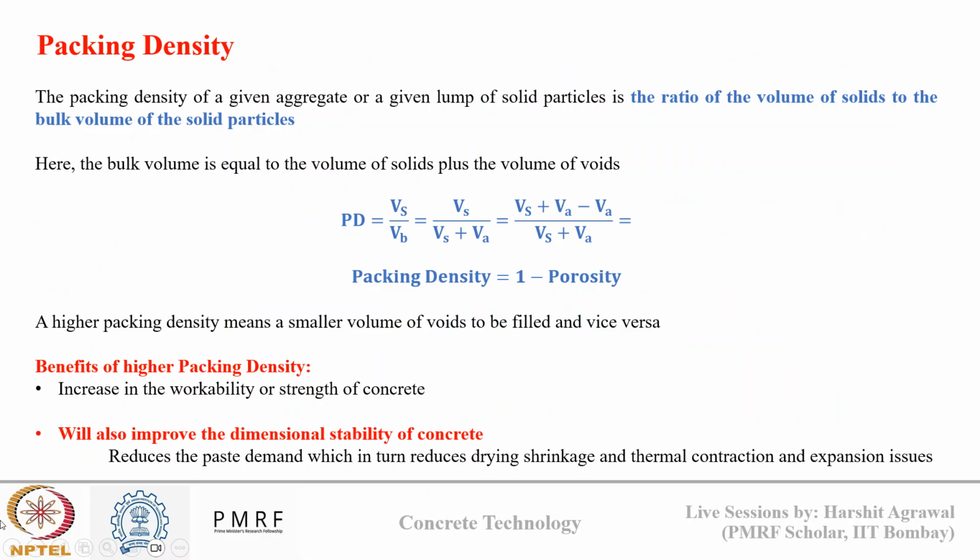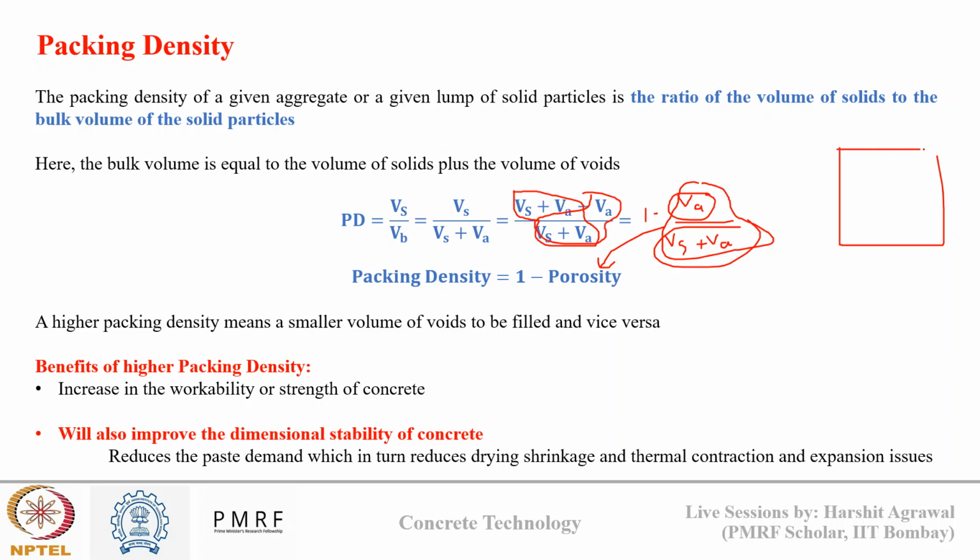Okay, I will just use a pointer here. So I will separate this and I will write this separately. Vs plus Va upon Vs plus Va will be equal to 1, and this will be equal to Va upon Vs plus Va. So what is this? Volume of air voids upon bulk volume, and this is nothing but porosity in my dry aggregate pack.